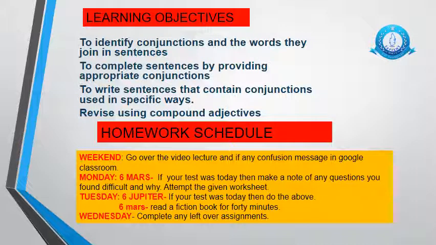So your learning objectives for this lesson are: you need to identify conjunctions and the words they join in sentences. You need to complete sentences providing appropriate conjunctions, and this will be done through your worksheet. And you'll be asked to write sentences that contain conjunctions used in specific or different ways. And we'll also be revising compound adjectives.